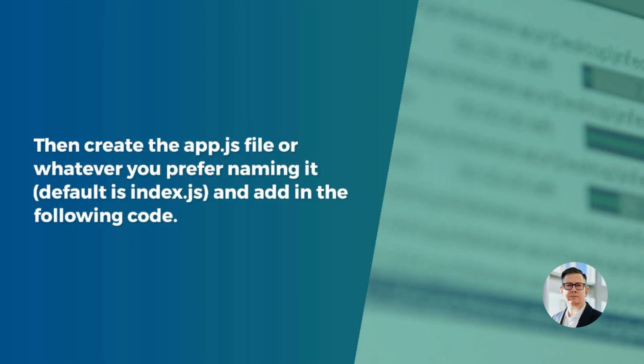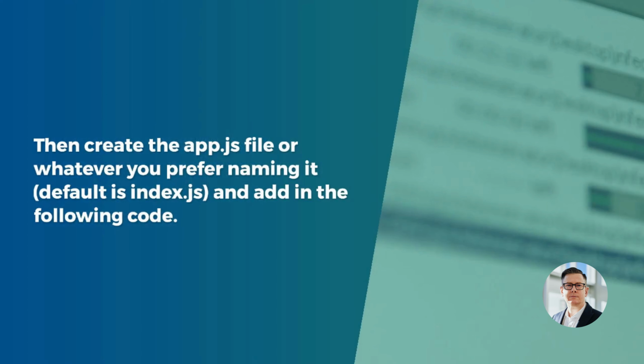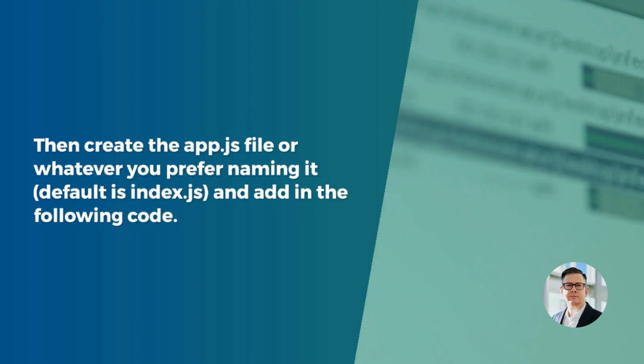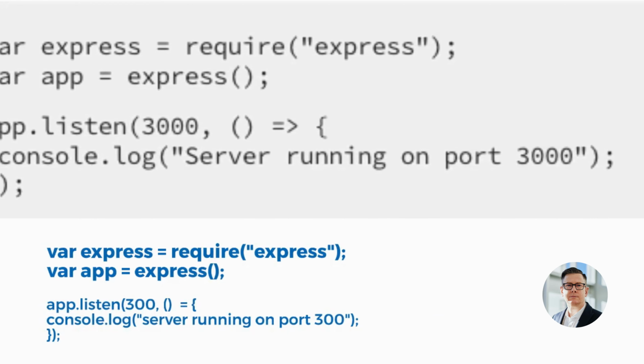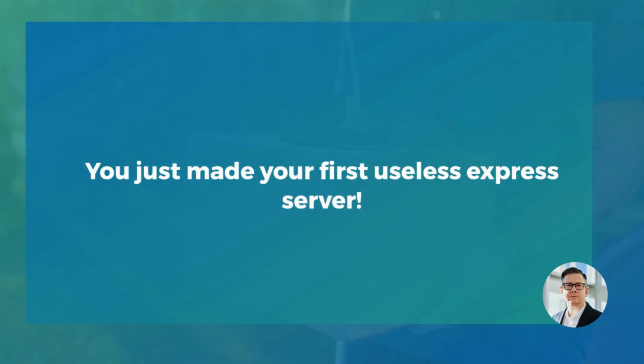Creating the app. Then create the app.js file or whatever you prefer naming it. Default is index.js, and add in the following code. Congrats, you just made your first useless Express server.